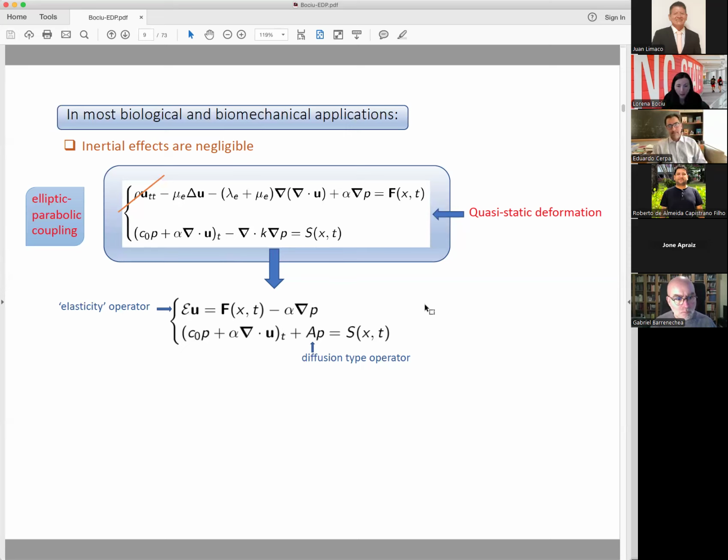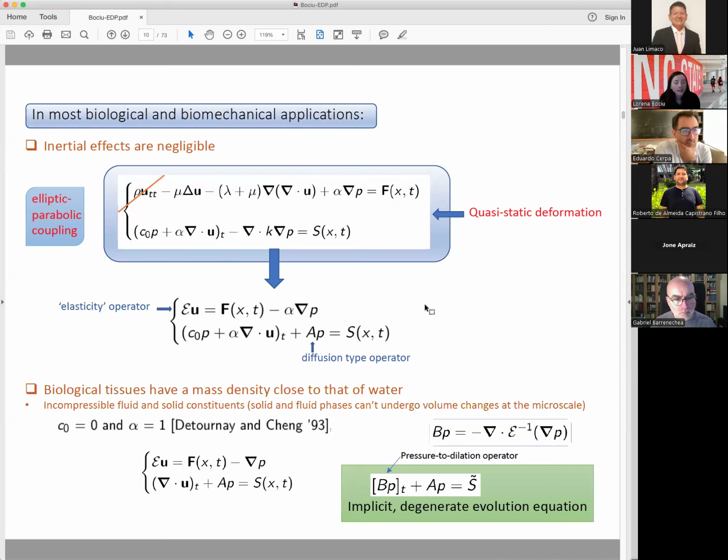Diffusion type of operator. Now, the next thing to consider is the fact that biological tissues have a mass density close to that of water. So that means that we are working in the scenario of incompressible fluid and solid constituents. Now, if you're a fluids person, you're immediately going to say, oh, so divergence equals 0. No, this is not what is meant in this case. So when we say incompressible fluid and solid constituents, what is meant is that the solid and fluid phases cannot undergo volume changes at the microscale.